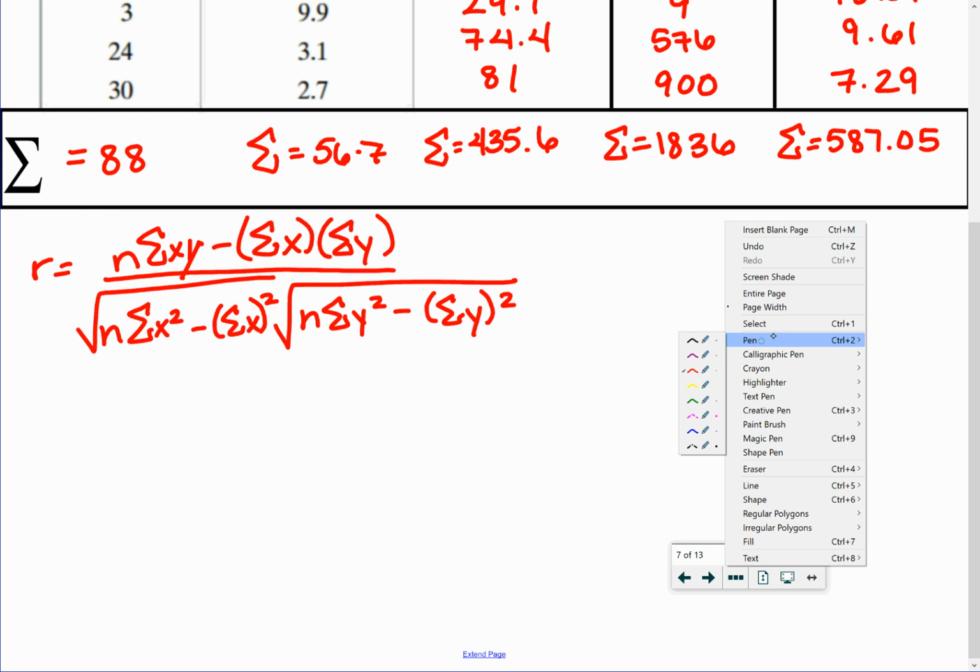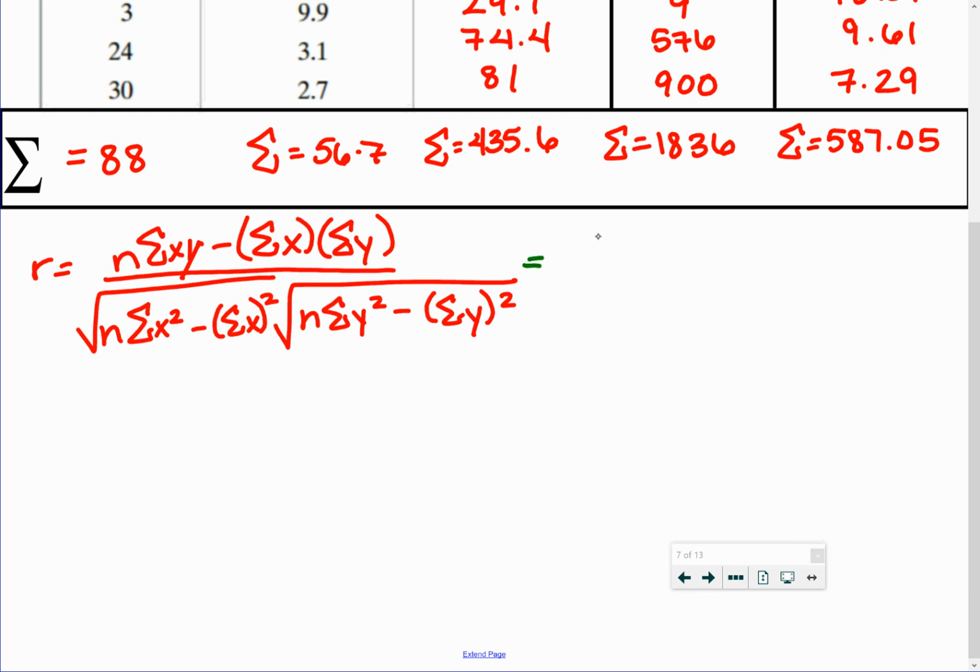Filling it in. Again, n is 7. The sum of x times y is 435.6 for us, minus the sum of my x's, 88, times the sum of my y's, 56.7. So you could put each of those in their own parentheses if you want to. You could put them in double parentheses if you want to. That's up to you.